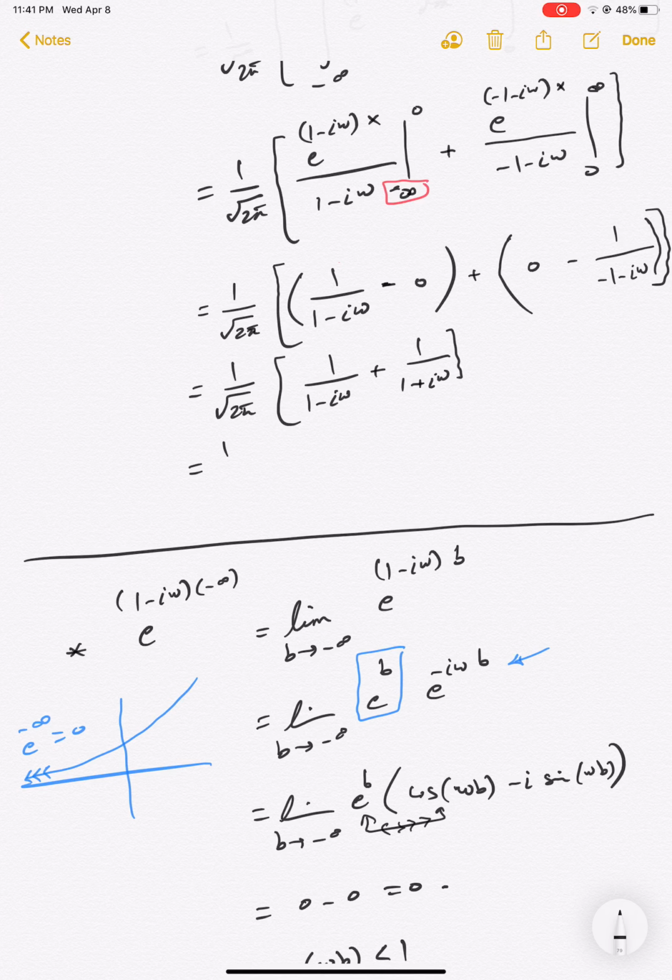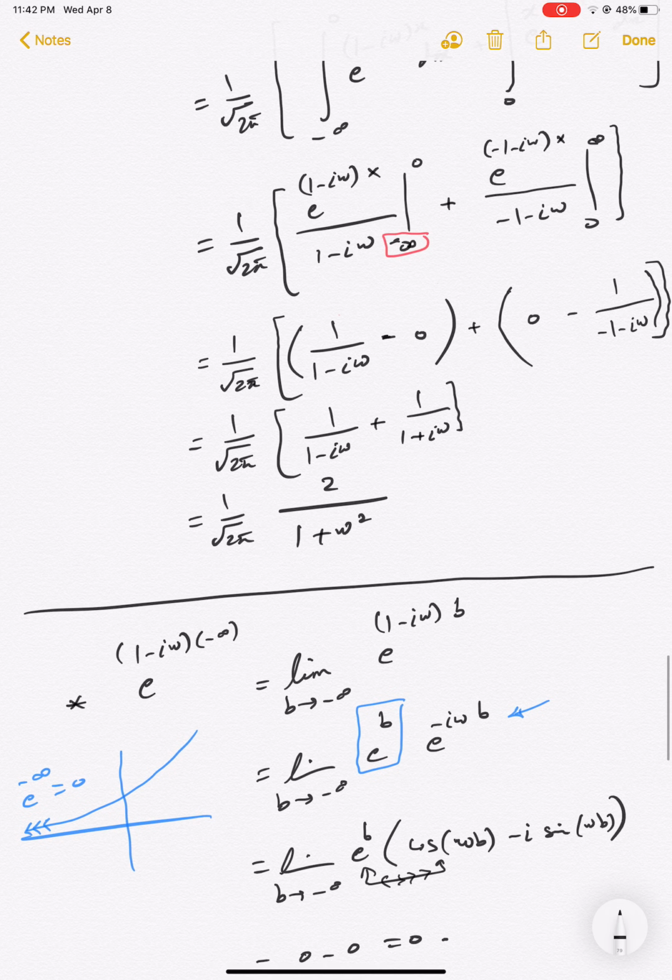Now what you do is take a common denominator. Luckily, if you look at the two denominators, one of them is the conjugate of the other. So when you multiply them, you get 1 plus omega squared. In the numerator, you will have 2. So this is my final answer. This is f hat of omega.